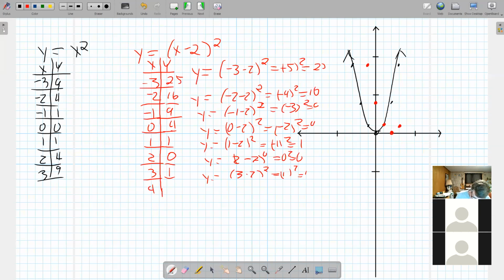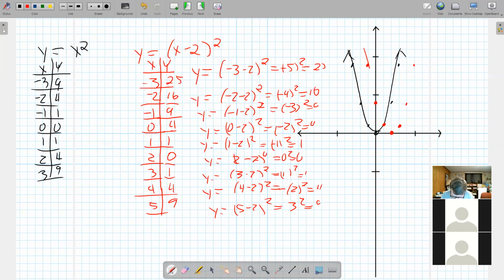Tell you what, just for fun, let's keep going. If x is 4, y equals 4 minus 2 squared, which is 2 squared, which is 4. And 5, y equals 5 minus 2 squared, which is 3 squared, which is 9. Oh, look what our graph looks like. It's the same picture, but it's moved to the right 2 units, which is the inverse of that.